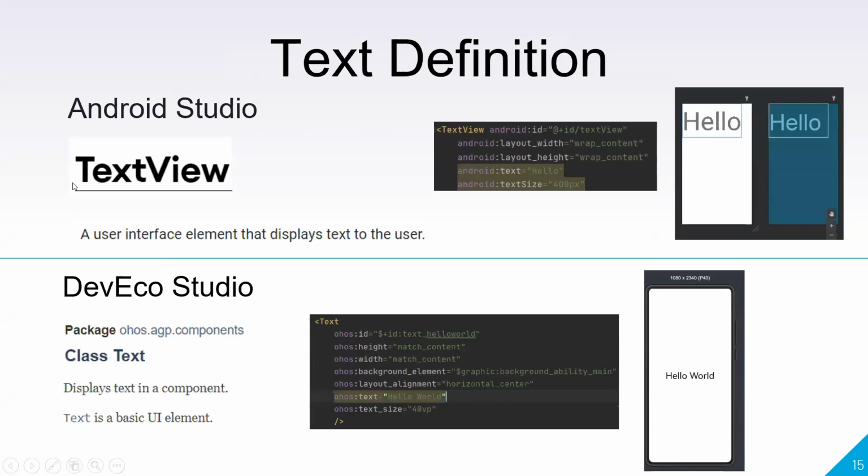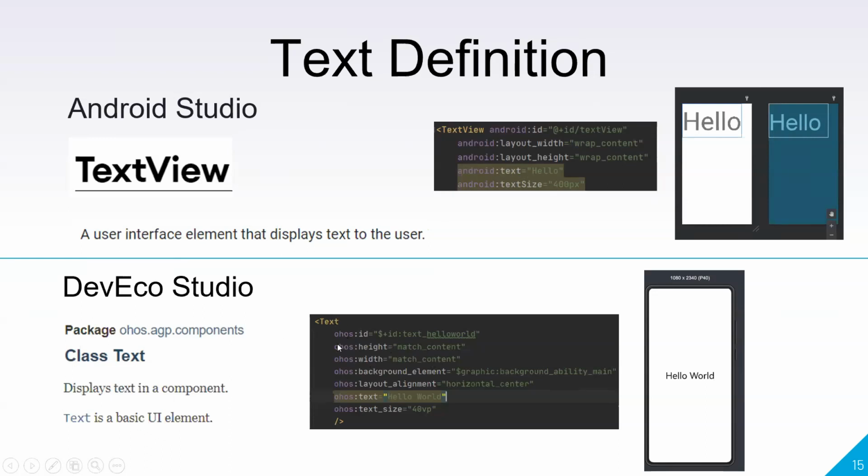So now you can see text definition. What is text? Text is a user interface element that helps you to display the text to the user. Here you can see the Android definition for the text, in which text view has been used. Here you can see that Android text has been used, and here it is a display on how this code snippet works. Now you can see in the DevEco Studio only text is present, which is also the same as the UI development UI element.